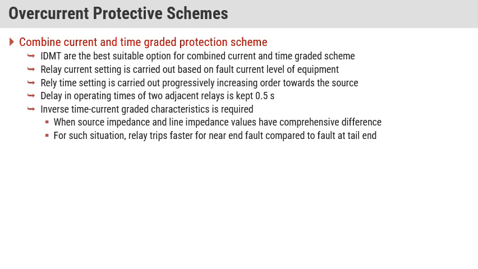Relay current setting is carried out based on the fault current level of the equipment. Relay time setting is carried out in progressively increasing order towards the source, and the delay in operating time of two adjacent relays is kept at 0.5 second. Inverse time current graded characteristics are required when the source impedance and line impedance values have a considerable difference. In such a situation, the relay trips faster for a near end fault compared to a fault at the tail end. So if we use the inverse time graded system, this will happen.